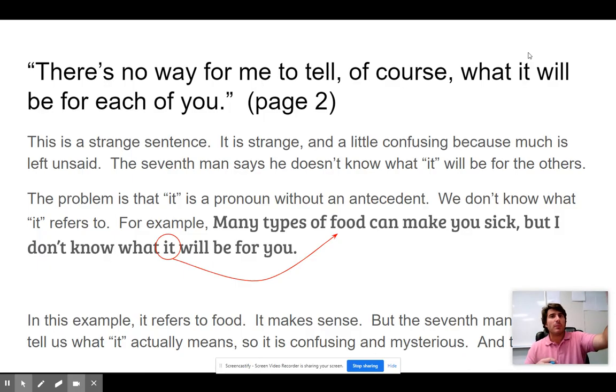So look at this example here. Many types of food can make you sick, but I don't know what it will be for you. It refers to the food. So without there being any reference, okay, it's very confusing. There's no way for me to tell, of course, what it will be for each of you. But then he goes on to tell what it was for him.